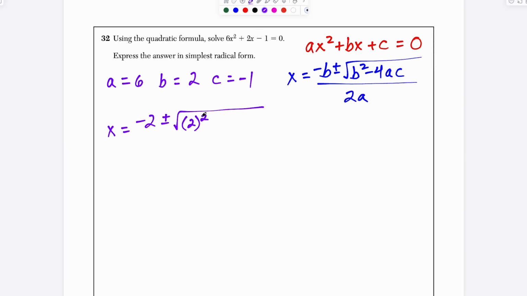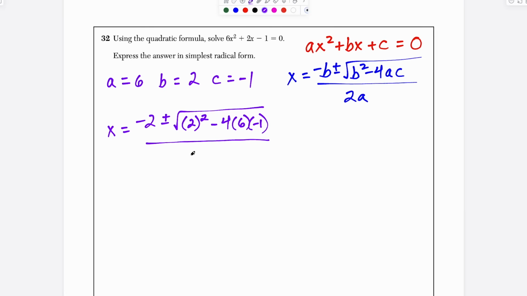So just be sure that when you're squaring something, put the term you're squaring in parentheses. And then we have -4 times a, which is equal to 6, and then c is equal to -1. Another common mistake that I see is that students will miss the sign change here. We're doing -4 times 6 times -1, and a negative times a negative goes positive. So just be on the lookout for that detail as well.